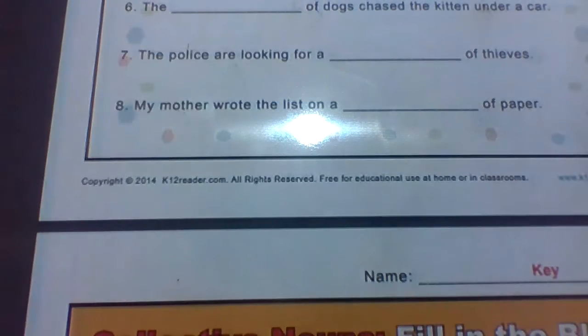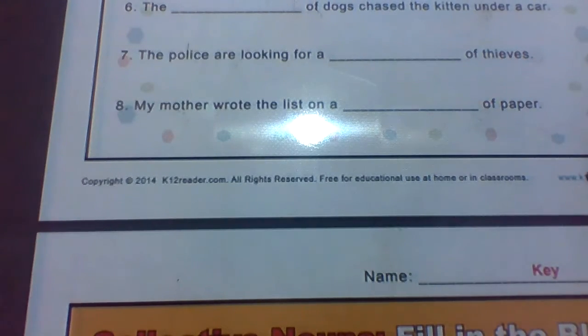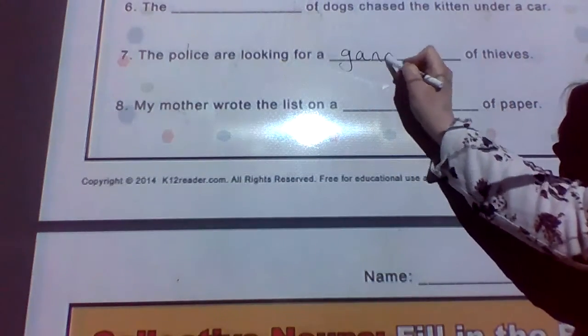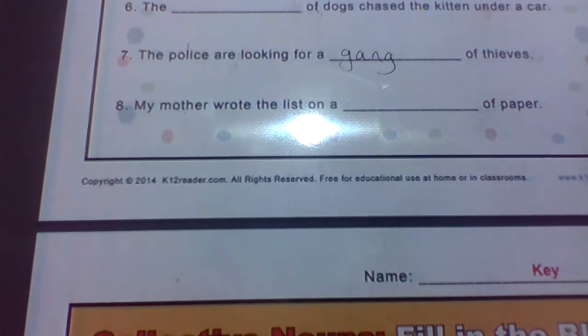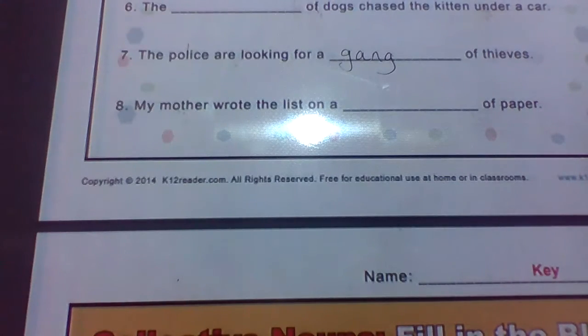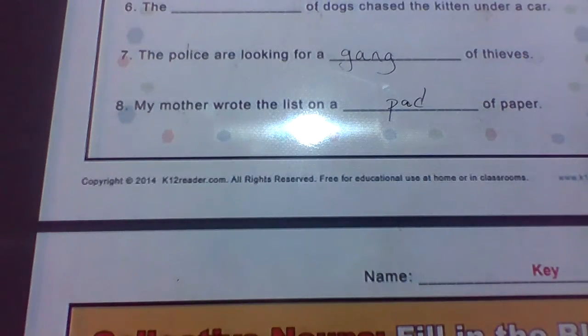The police are looking for a blank of thieves. Well, we only have 2 words left. We have gang and we have pad. Again, a gang might be something that we use to describe people, and thieves would be a group of people. So maybe the police are looking for a gang of thieves. Okay? That means if your mother wrote a note or a list, she wrote a list on a pad of paper. Give yourself a pat on the back if you did an excellent job with that.